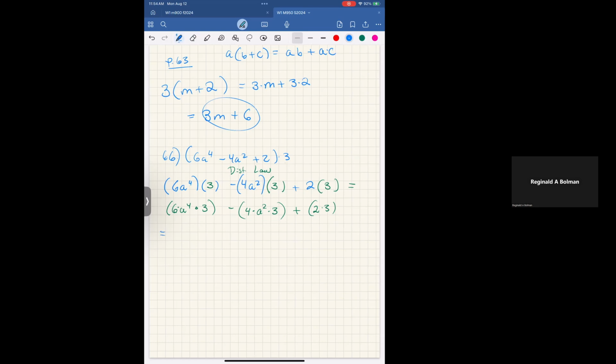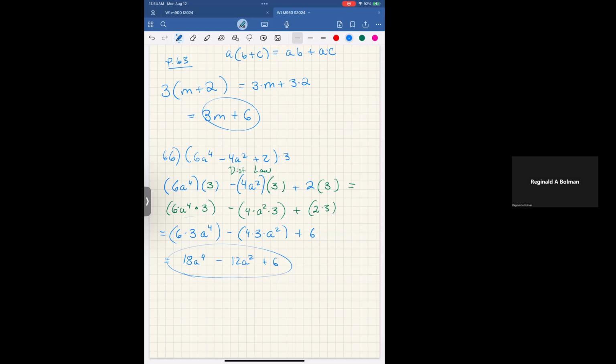Okay, so now once we've used our associative law to kind of clean up our parentheses, we can now look at this first term on the left. You've got 6 times a to the 4th times 3. Why don't you get your numbers together with each other? So I'm going to do 6 times 3 times a to the 4th. And I'm going to do the same thing here. 4 times 3 times a squared and 2 times 3. Let's just go ahead and do that operation. That's 6 times 3, which gives you 18. 4 times 3 is 12. And you're left with 6.